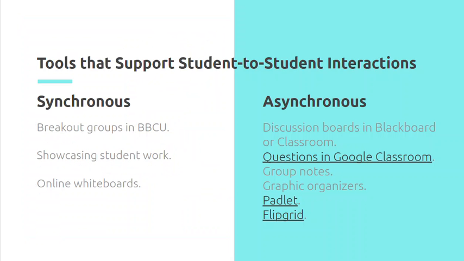Some tools that support student-to-student interactions are breakout groups in Blackboard Collaborate. We showcase student work and we use online whiteboards. Some asynchronous methods, notice questions in Google Classroom is here again. So if you ask the question, allowing students to reply to one another is a way that they can interact with one another on the responses. Some teachers have used that to great success, even when we were face-to-face instruction last school year. You can also use Padlet and Flipgrid for student-to-student interactions. Again, that's how you set it up and how they'll use it.